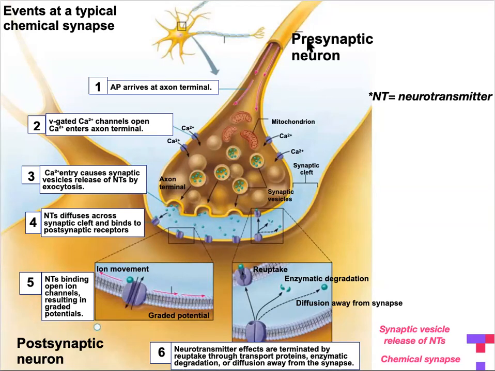Now, the higher the impulse frequency, meaning the higher the frequency of the action potential, the more vesicles will get exocytosed, leading to a greater effect on the postsynaptic cell. So this is how our nervous system is able to code for the strength of that signal.